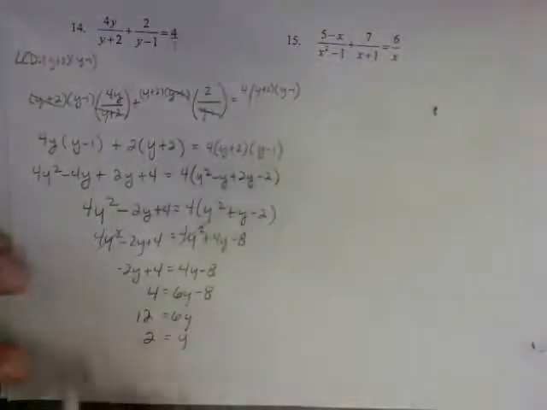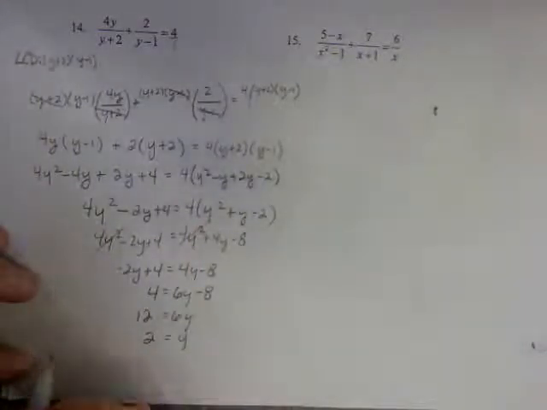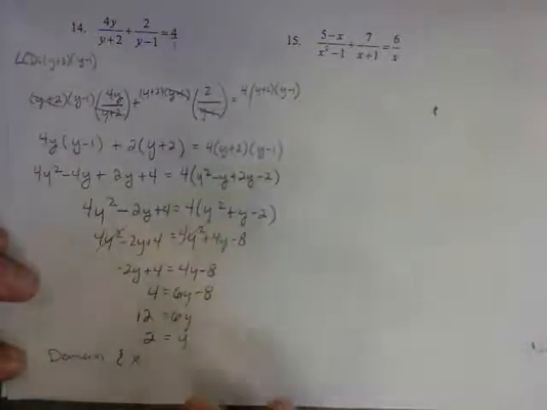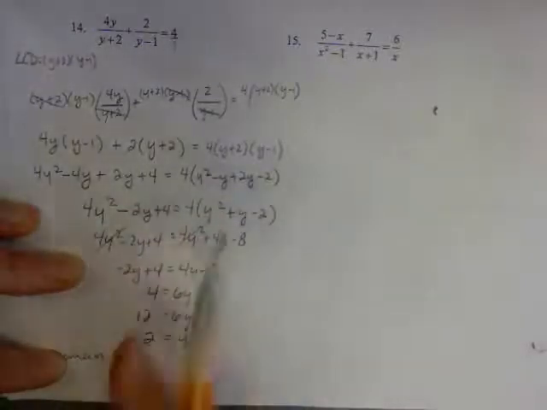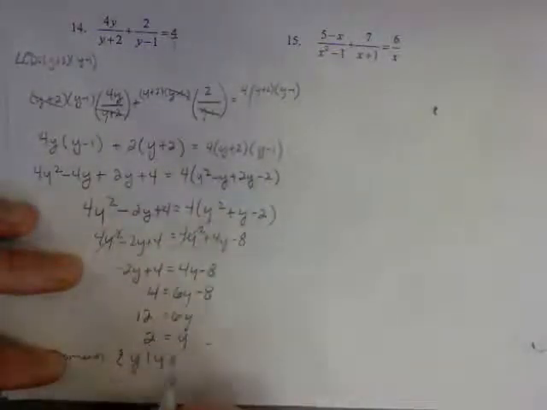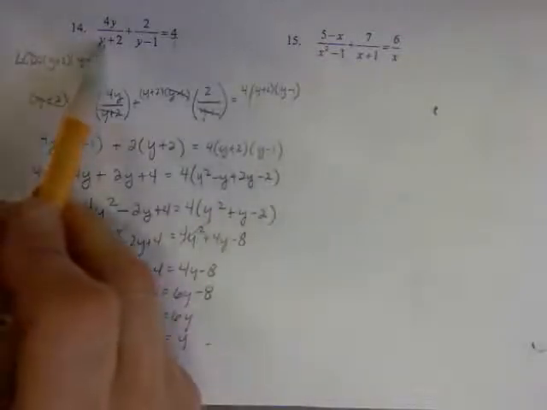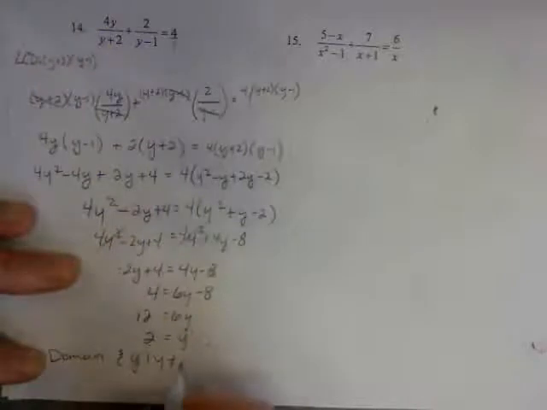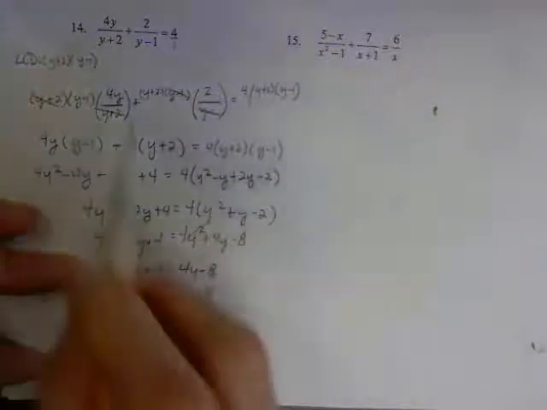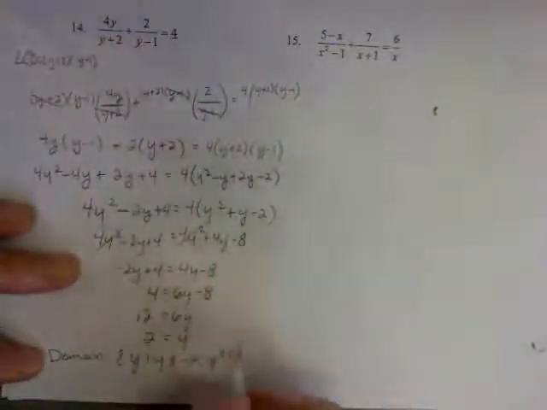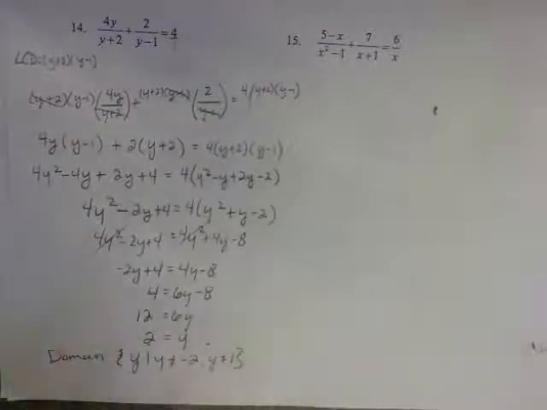Now we need to set our domain. Our domain is going to be all values of y such that y cannot equal... In this expression, negative 2 would make this denominator 0, so y cannot equal negative 2, and y cannot equal positive 1 for this denominator. So the domain includes every number except for negative 2 and 1. Since 2 is not either of those numbers, 2 is a good solution for this problem.